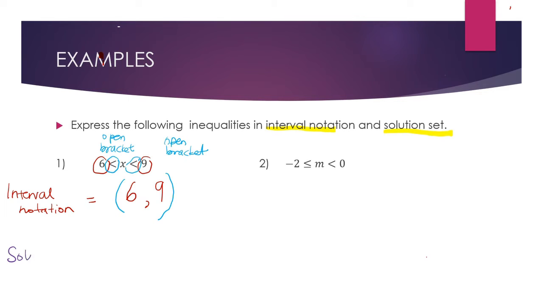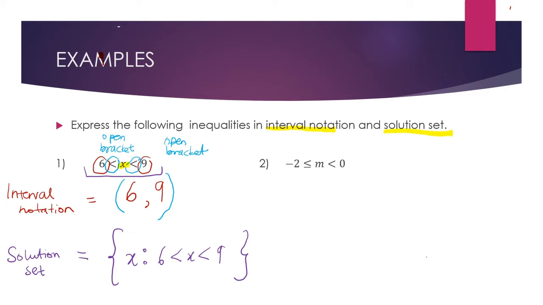Next, I will do my solution set. Solution set is easier because first of all, I need a curly bracket. So I do my curly bracket. Then after that, I will check what is my variable. In this case, my variable is x. So I will write that down, x double dot. Then after that, I just copy the entire inequality. So this is 6 less than x less than 9. So for solution set, I need curly bracket, I need the variable double dot, and also I copy the inequality.